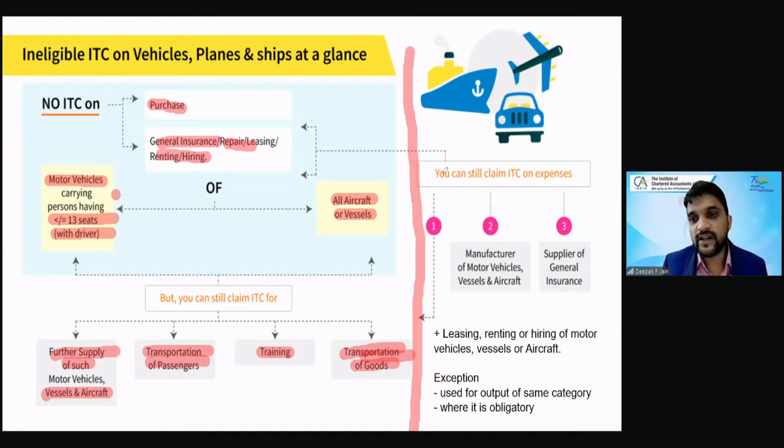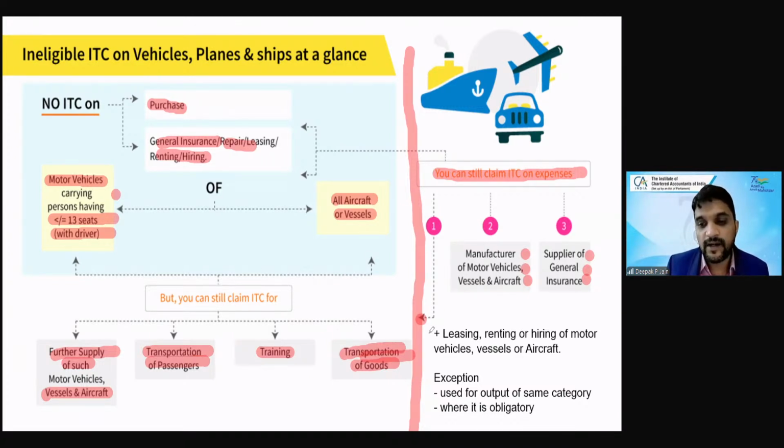Now, this is very important. However, you can still claim ITC on expenses. That is the first category; these people can get it. Second, a manufacturer of motor vehicles will get it, and a supplier of general insurance. These people will get it. For them, it is a trading activity. So for them you will get it, but otherwise you will not get it.